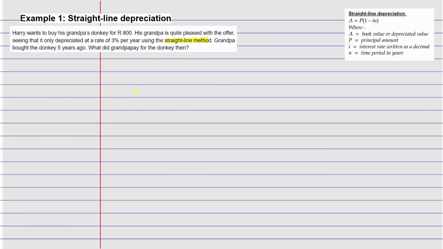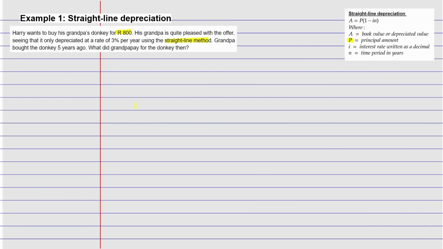So we need to calculate how much grandpa paid then, right? What they gave us is that now Harry wants to buy the donkey in the present time for 800. So we need to calculate the past amount, meaning what we're actually looking for here is P. I hope it makes sense.